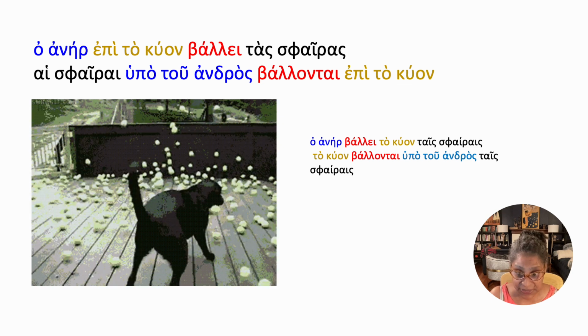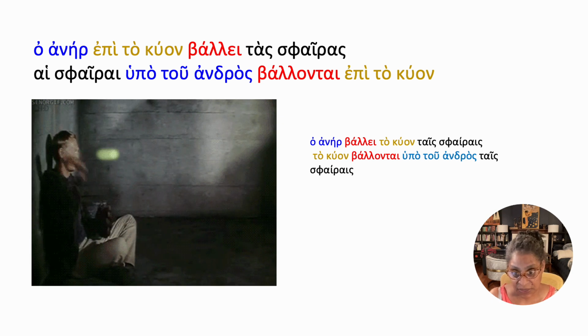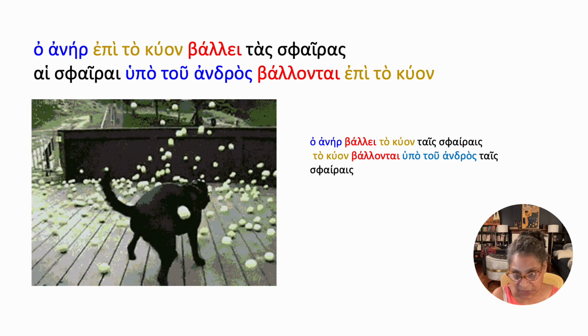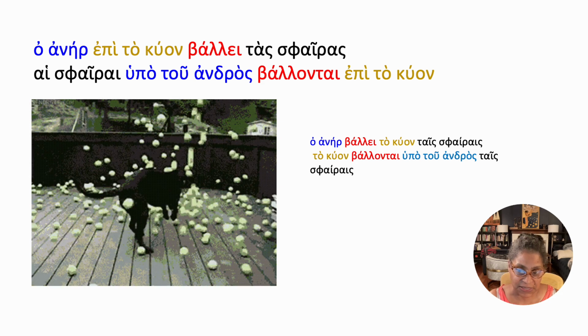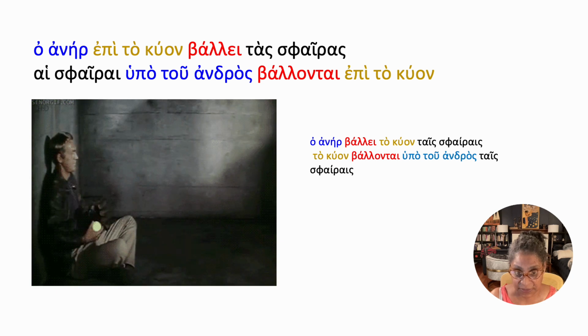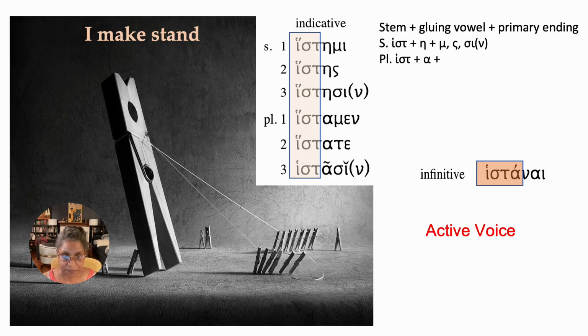But when it's a person that's actually doing it, you use hupo plus the genitive. So when it's not a person, you use the dative of the thing that's doing the verb. And if it is a person, you use hupo plus the genitive. All right. Okay, let's see what we have next.